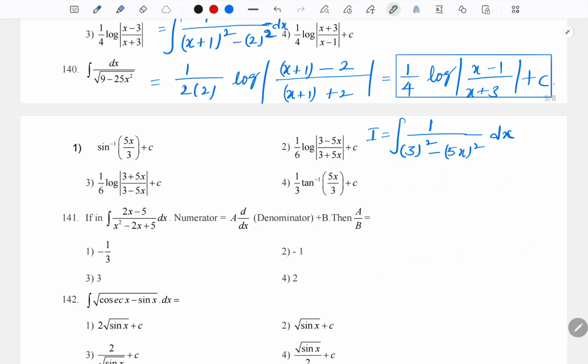And also make sure, students, in the previous problem, what was the x coefficient? Plus 1. So that's why I didn't divide anything. If I divide by 1, you will get again 1 in the denominator part. But what is the x coefficient here? 5. So we should divide the resultant by 5.